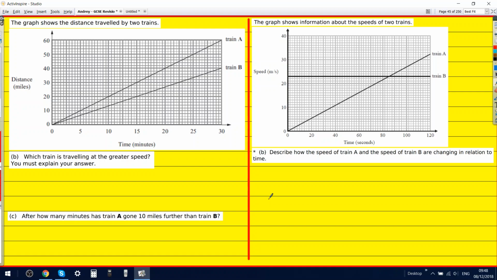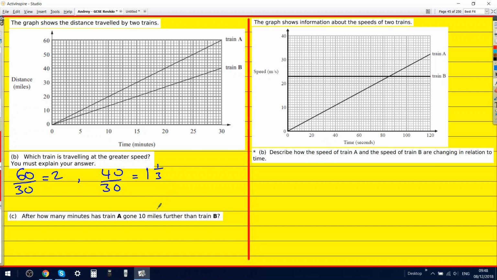So would you do distance divided by time? So for train A, if you did 60 over 30, okay, and that was 2, right. And then for B, if you did 40 over 30, and then that's like 4/3. Yeah. That's 1.75, I think. So I'll just say 1 1/3.